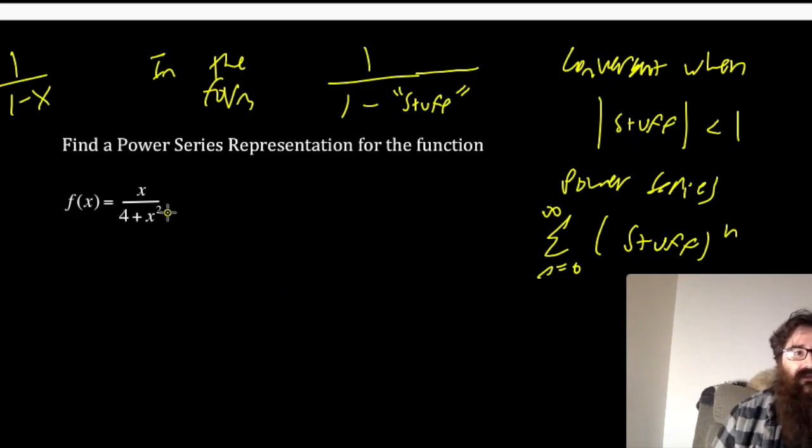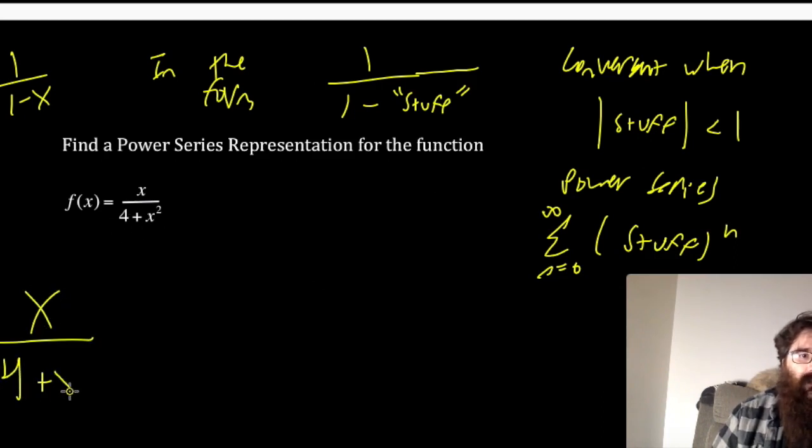And I have this rational function. Let's see what I can do with this. Let me just rewrite it. X over 4 plus x squared. I want to make sure I have a 1 in the numerator. I don't have a 1 in the numerator. I have an x in the numerator. So all we do is we bring the x out. We say x times 1 over 4 plus x squared.